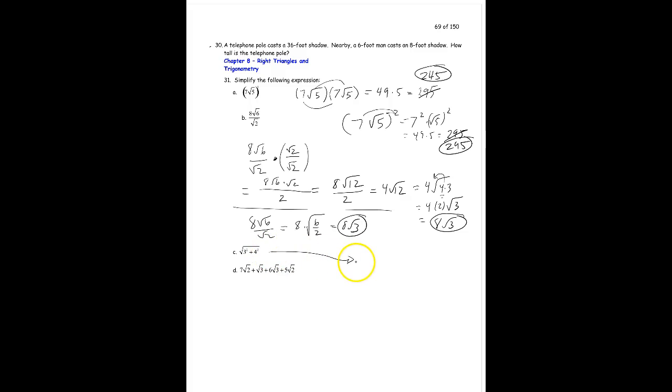C here, pretty straightforward application. The trick is to make sure you do the order of operations right. So 3 squared is 9, plus 4 squared is 16. Square root of 25 equals 5.